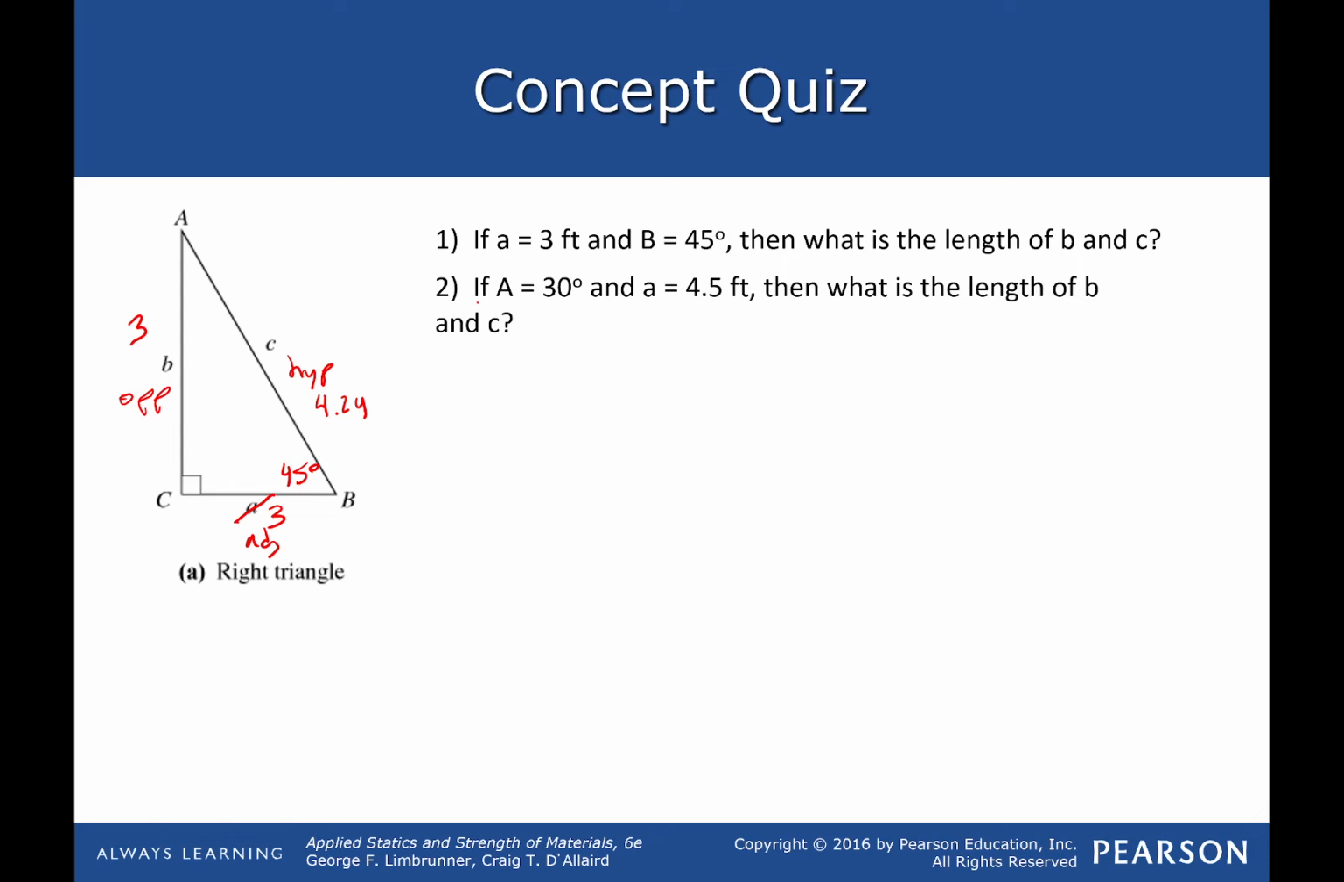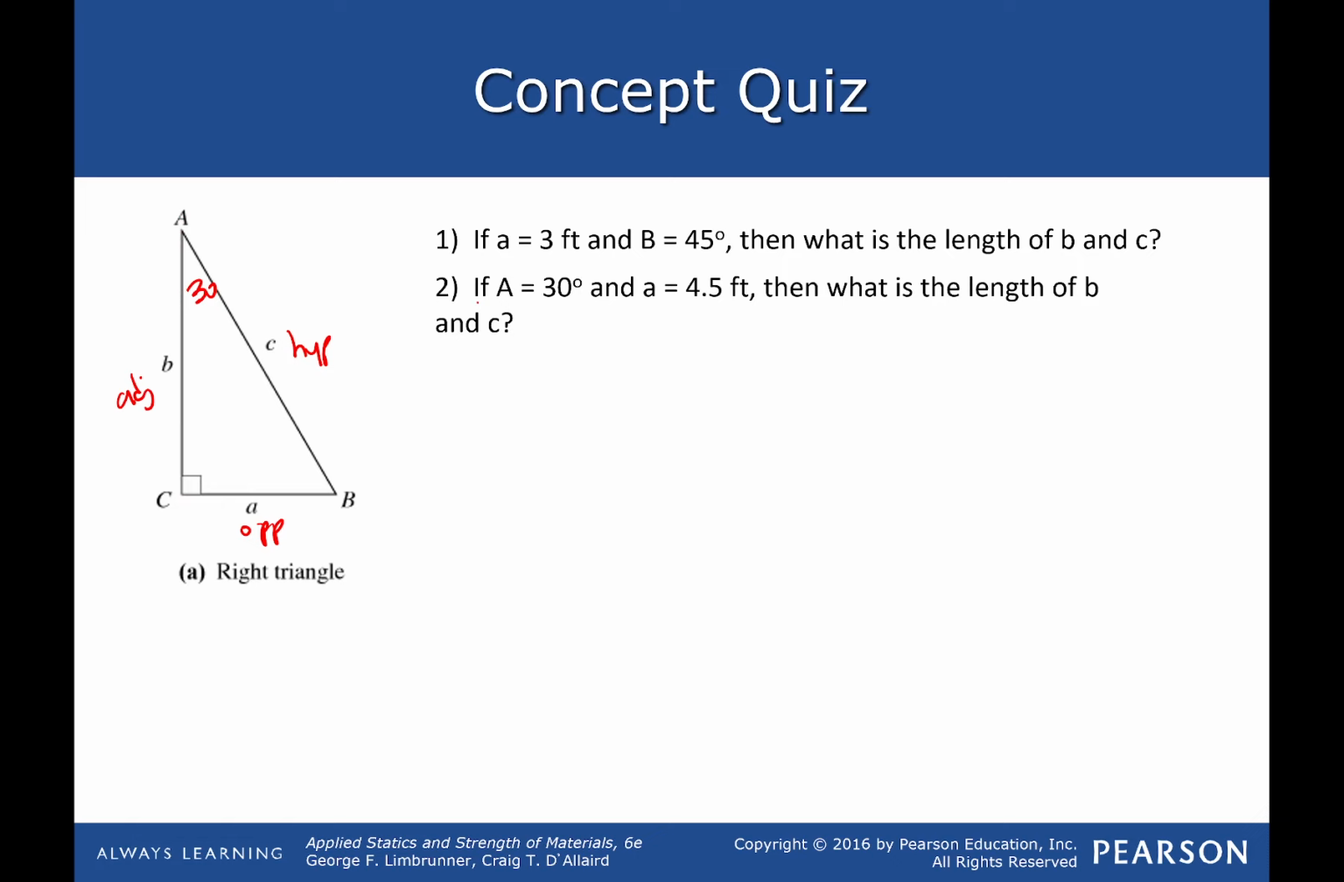Okay, now if the angle A is equal to 30 degrees, and the side A is 4.5 feet, what's the length of B and C? Let's go ahead and erase all our stuff over here too. Putting in our angle for A, which is 30. We're naming our sides. This is opposite. This is adjacent. This is hypotenuse. This is adjacent because it goes straight through it. This is opposite because I have to point an arrow straight across to it.